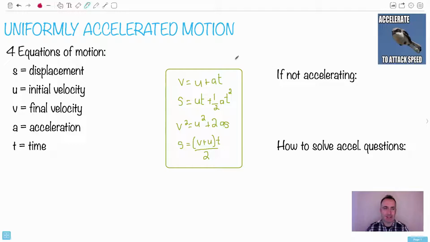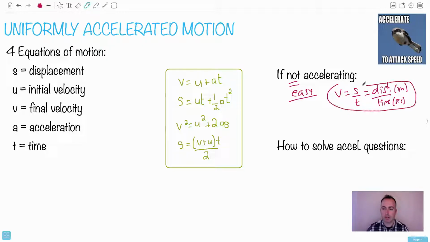So see, if you're actually not accelerating, then it becomes really, really easy. Okay, if you're not accelerating, you have nice, easy equations of motion. In this case right here, your speed or your velocity will just be equal to your distance or displacement divided by t here. So it'll be s over t. Some people call it distance over time. That's also fine. Right, so something like this in seconds, and this is in meters. So in this case right here, super, super easy. Okay, if not accelerating, really, really easy.